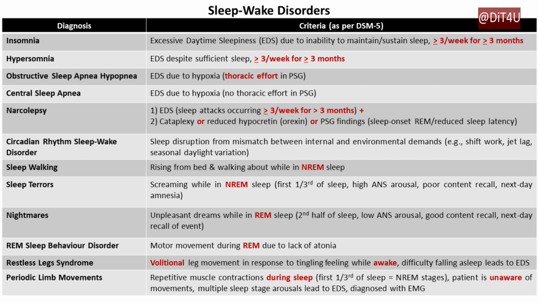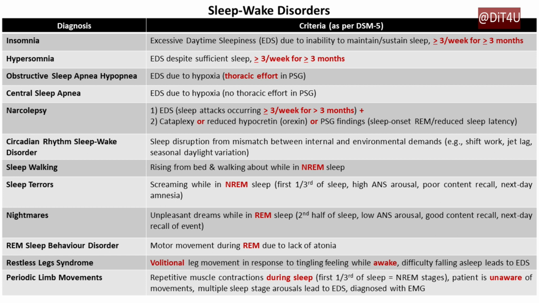Nightmares, on the other hand, are unpleasant dreams while in REM sleep, because dreams occur mainly in REM. And REM, as I told you, progresses more and more as the sleep progresses. Therefore, in the second half of sleep, you get more nightmares. Not much autonomic nervous system arousal. Good content recall. They can recall the content of the dream, the bad dream. And next day recall of the event is also there. I had such a terrible dream last night, a nightmare. That's the difference between night terror and nightmare.